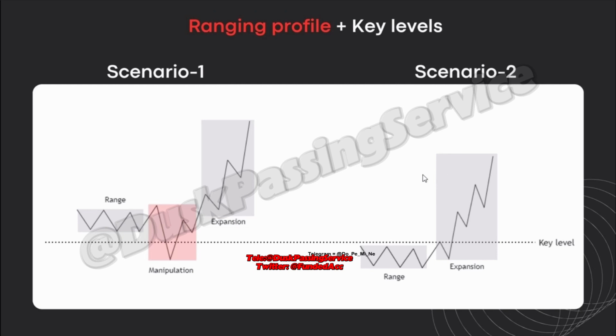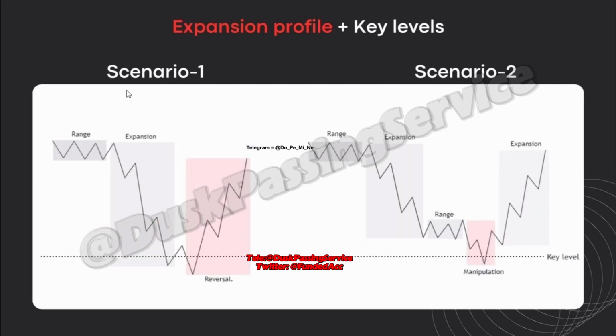So you're seeing that we are using proper sound logic here, and we aren't pattern trading it, right? You see that we are using if and then logic, right? So these were the combinations of ranging profiles and key levels. Now we're going to discuss another combination.